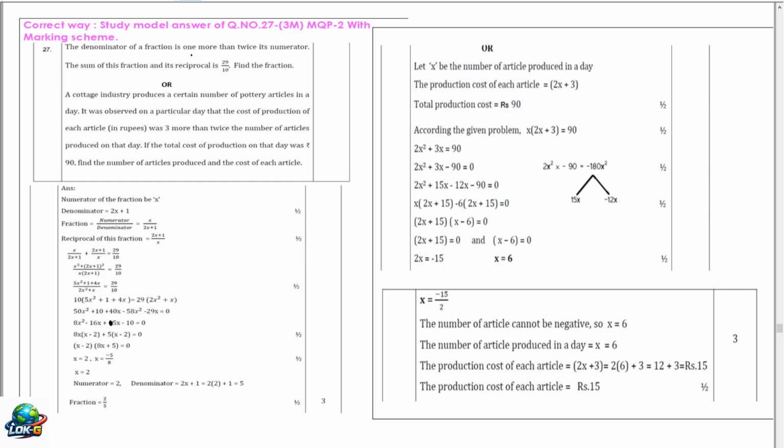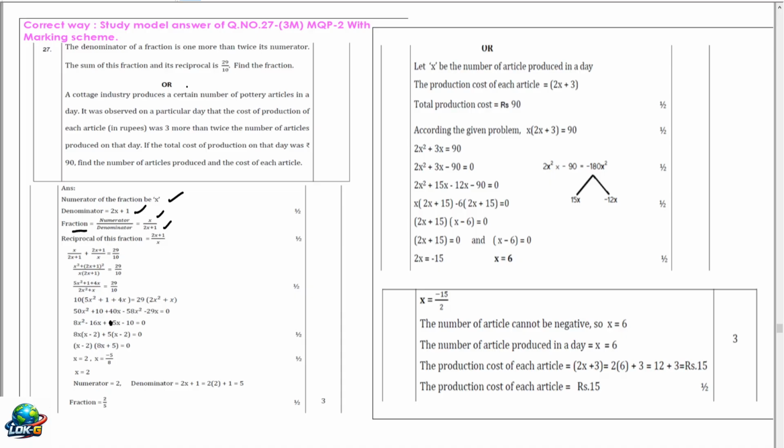The denominator of a fraction, very important question, is 1 more than twice its numerator. The sum of this fraction and its reciprocal is 29 by 10. Find the fraction. Read carefully. Let the numerator of the fraction be x. 1 more than twice, you have to write 2x plus 1. Therefore the fraction will be numerator upon denominator. Numerator is x, denominator is 2x plus 1. Reciprocal of that becomes 2x plus 1 upon x.